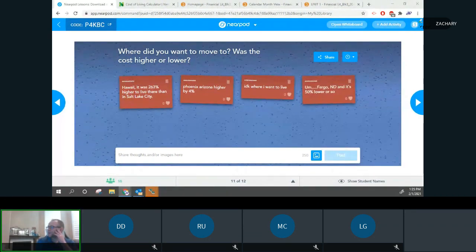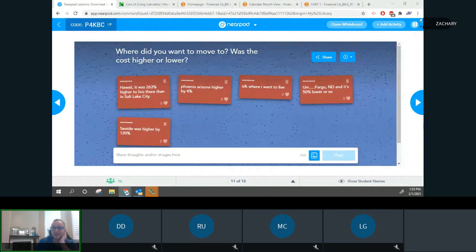North Dakota, Fargo, is 50% lower or so. Wow. So you could go to North Dakota and it's cheaper to live there. Seattle was higher by 120%. A lot of areas like Tennessee and Alabama seem to be a little bit lower, and North Dakota is a lot lower. They have some decent paying jobs there, actually. You work on the pipelines and stuff like that.